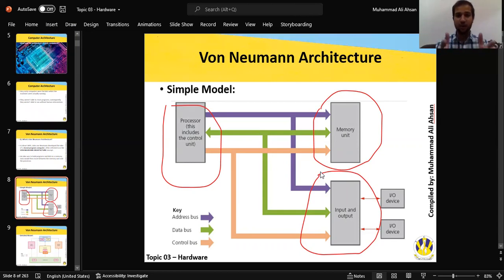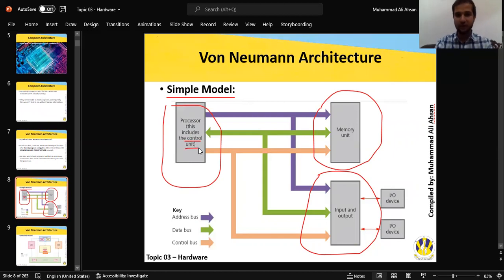And remember, we are currently looking at the simple model of the Von Neumann architecture. In the upcoming slides, I'll be showing you the detailed architecture. But according to this basic model, we have three basic units: processor, memory, and input and output devices. And along with that, you can see that there is a component which has been shown inside the processor, that is your control unit. Okay, so this is the basic design.